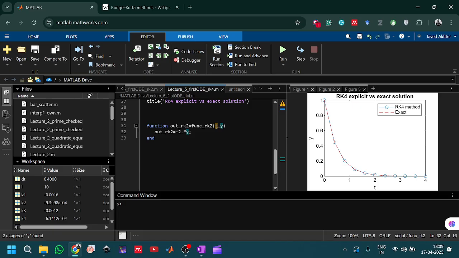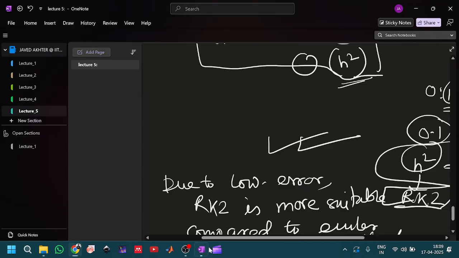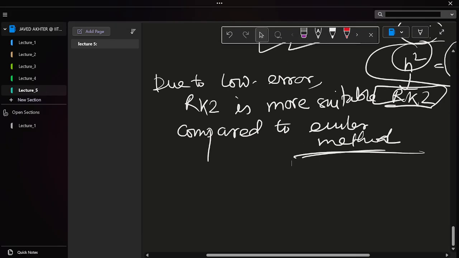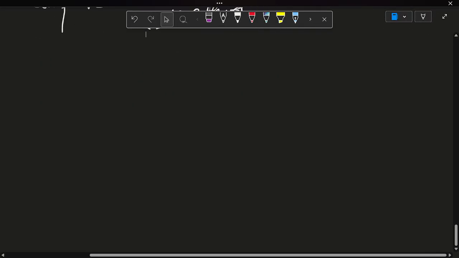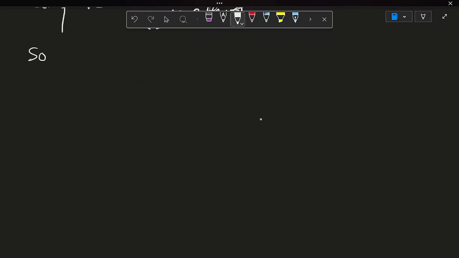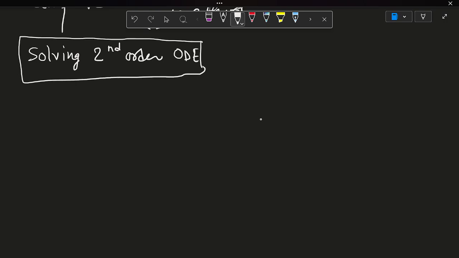Okay, so now we will proceed with how to solve a second order differential equation. As I was telling earlier, we will solve the second order ODE using Euler and RK2 method, and I will leave the RK4 method for you guys.